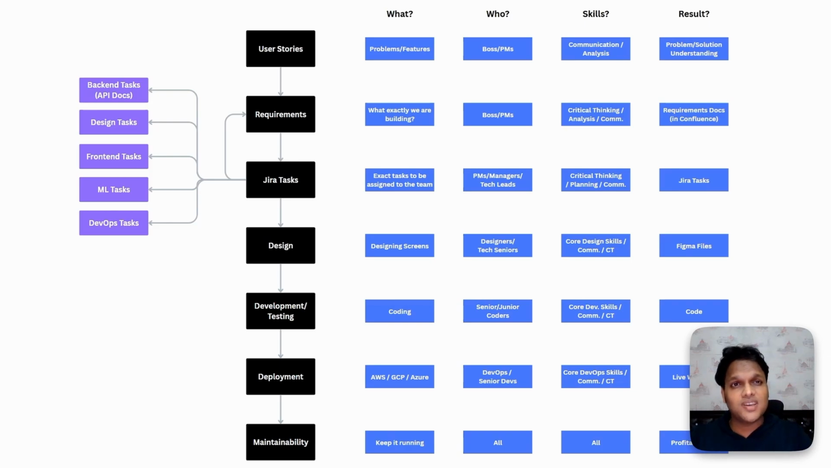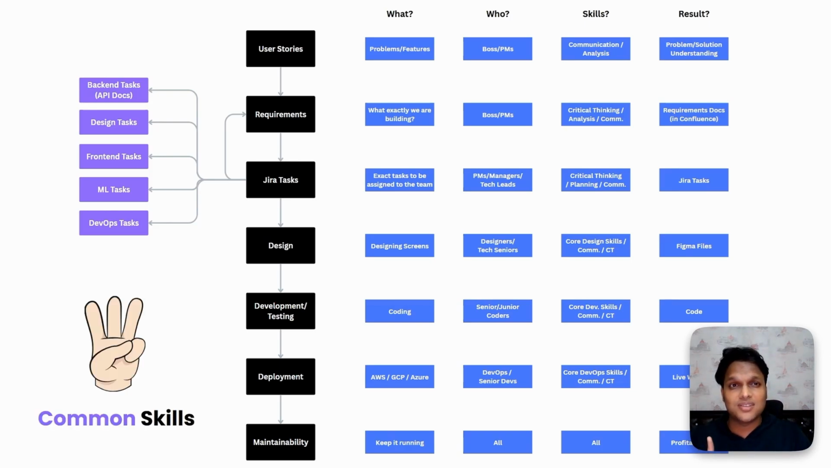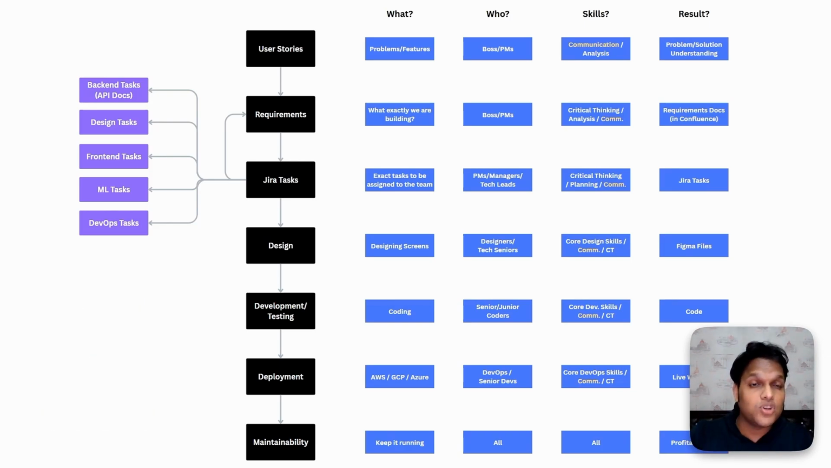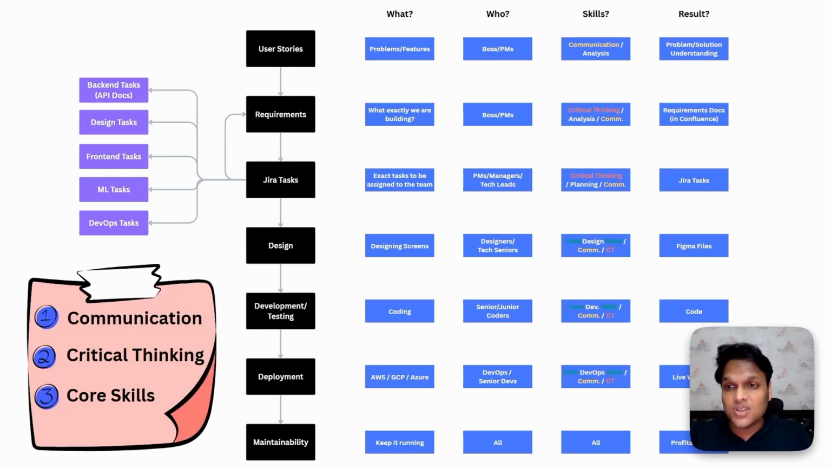So, if you observe carefully, there are three common skills. One thing which is common among all the layers is communication. It is very important. Next is critical thinking. Your brain should function, right? Next is core skills: your core dev skills, design skills, DevOps skills. And just to list them down again, the three skills which everyone should focus on in 2026, and in general also, are communication, critical thinking, and your core skills.